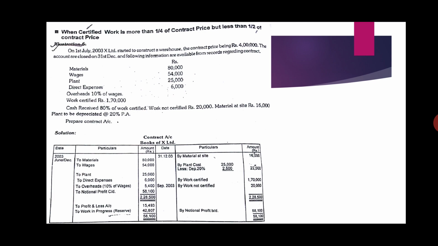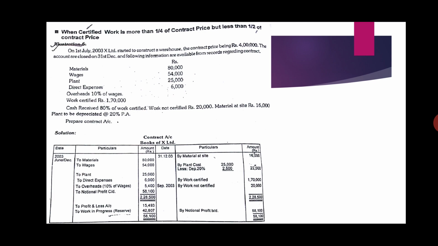So how to prepare the contract account? It is always in the books of the contractor. So who is a contractor here? X. So books of X Limited contract account. So starting from the debit side, list out all the expenses: materials, wages, plant only at a cost, direct expenses, overheads is 10% of the wages, so 10% of 54,000 is 5400.